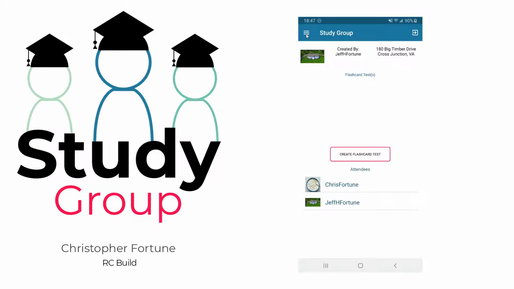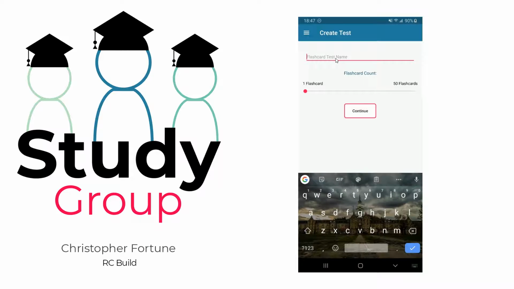So in here, if we click on this, this is the part of the application that we're in. We're in the study group, and we are now part of the iOS development study group here. For this study group, we have no flashcard test created. So let's go ahead and create a flashcard test. We will enter in the test name. Since we're in iOS, we'll just call this iOS 101, and we'll just set a flashcard count of 3. And we'll go ahead and continue.